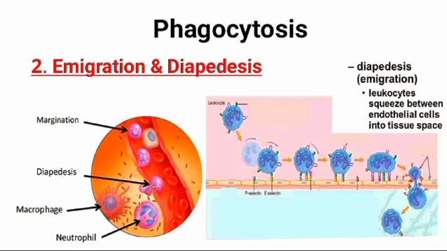The second step is immigration and diapedesis. The marginated neutrophils are immigrated in large numbers from the blood to the site of infection. The process by which neutrophils pass through the capillary endothelial cells to reach the invaders in the tissue is called diapedesis.